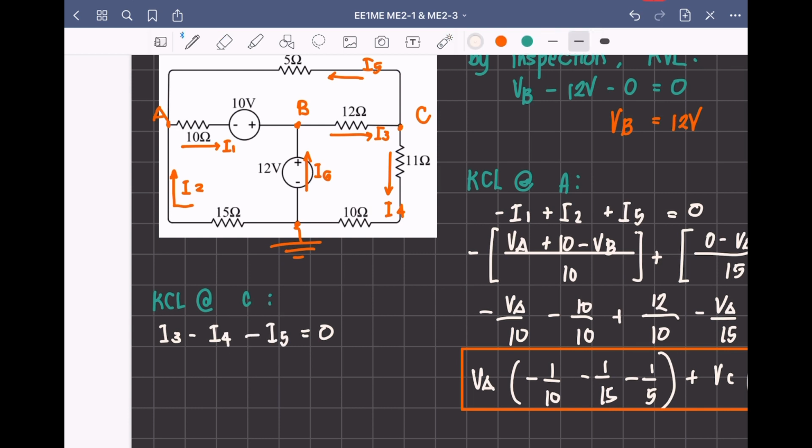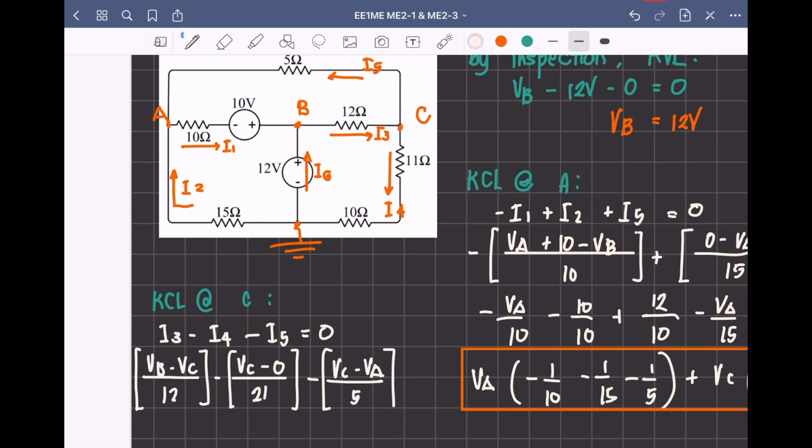Okay. Next, let's apply the Ohm's law expression for each current. For I sub 3, we have VB minus VC all over 12. Minus for I4. For I4, you have VC minus 0 all over, so you have two resistances there, 11 and 10 ohms. So we add those as 21 ohms. Minus I5. I5 is again VC minus VA all over 5 ohms, and then equate this to 0.